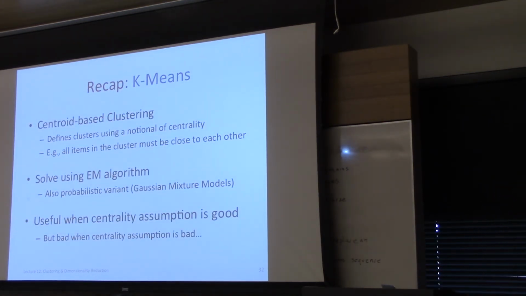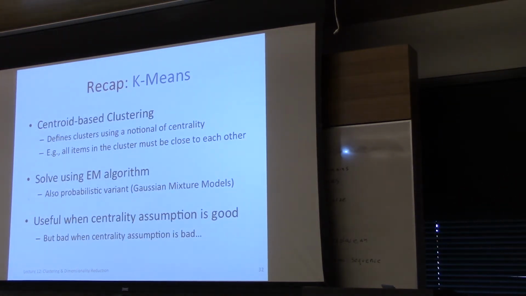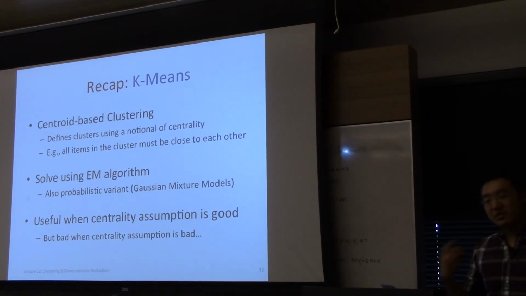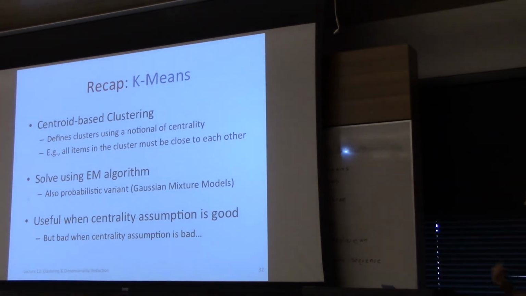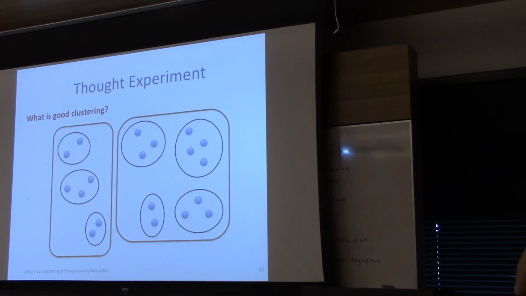Just to recap on k-means, it's a centroid-based clustering algorithm that defines clusters using a notion of centrality. All points in the cluster must be close to each other by definition of how you define centrality. It's solved using EM, also with probabilistic variants. This is useful when the centrality assumption is a good assumption for defining clusters. Of course, like any model, this is bad when the centrality assumption is a bad assumption for your data set. So here is a thought experiment.